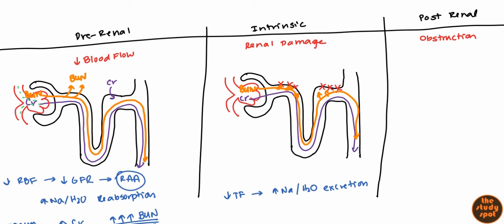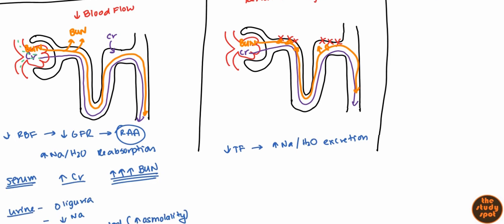So it can't get any absorbed anymore. So what does that mean? Well, when it comes to the serum levels, you're going to have an elevated creatinine and an elevated BUN, but there won't be as significant a difference between these two as there is in pre-renal failure.